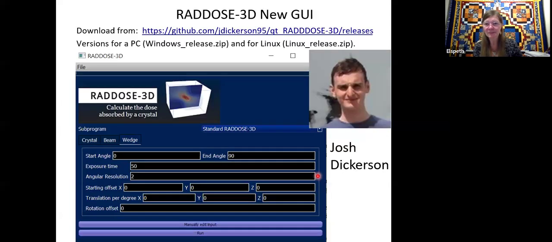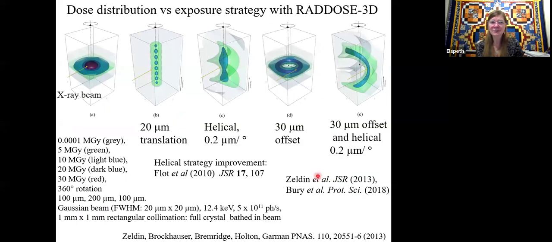There's a GUI now written by my ex-student Josh Dickerson, who's now in Berkeley, and it allows you to map the X-ray dose, the dose that you're absorbing for different strategies. So this is the fried egg, and the middle here is 30 megagray, and then it goes out to 20 megagray, 10 megagray absorbed dose. This is to take 360 degrees of data, so rotate the crystal completely.